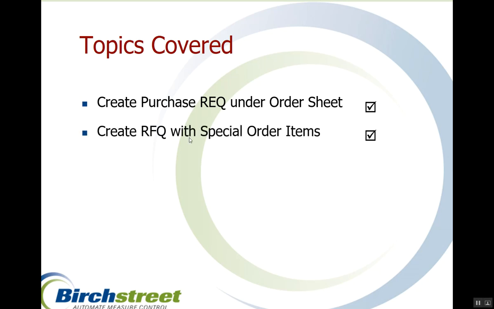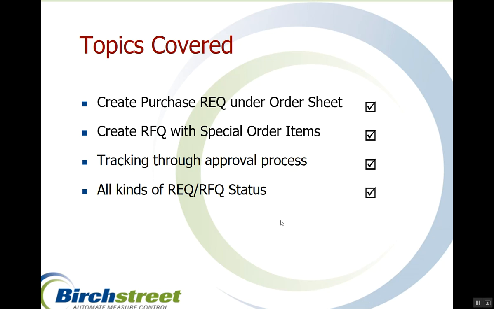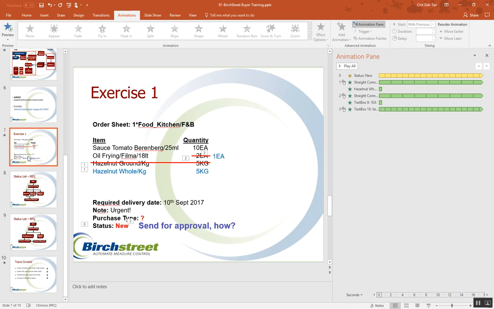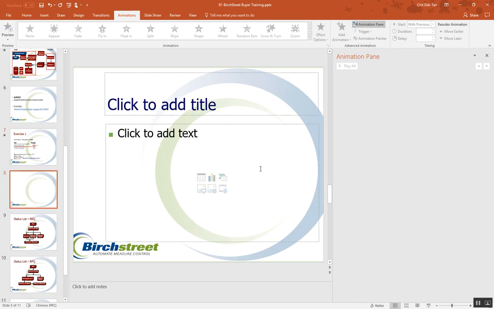So in this session, we've been covering how to create REQ under order sheets. We've been covering how to create REQ under the tab of special order items. We have also covered the process of how to track the approval. And then last, we have covered all kinds of REQ and RFQ status. If you do not have any questions, let us go through the exercise.